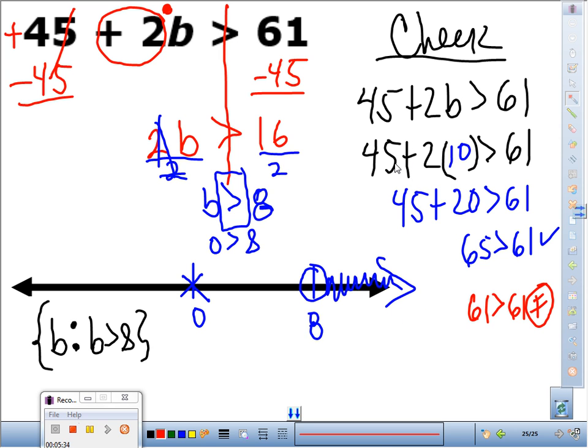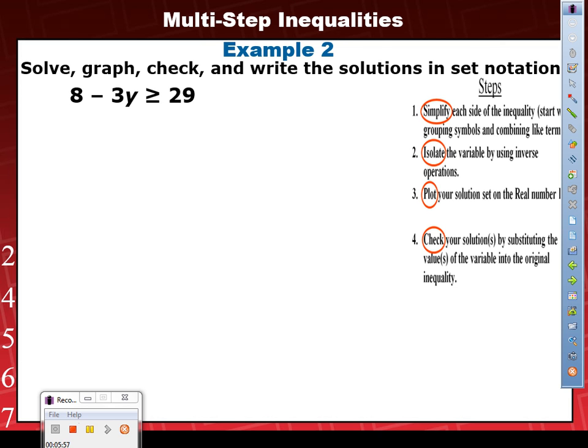That's how I want the homework: you solve, you graph, solution set, and a check. All right, let's move on. Copy this one. You don't have to copy the instructions anymore. Just write example number 2.